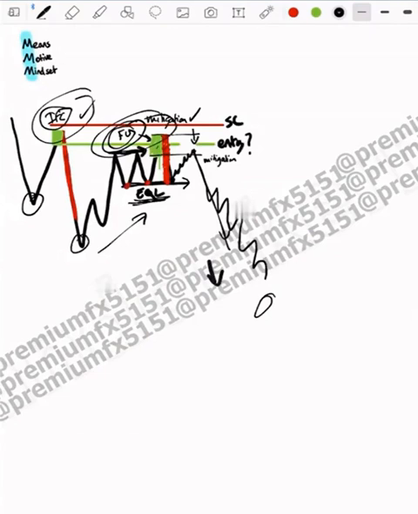Don't worry if that doesn't make sense right now. We'll show you plenty of examples where exactly this happens in live charts.